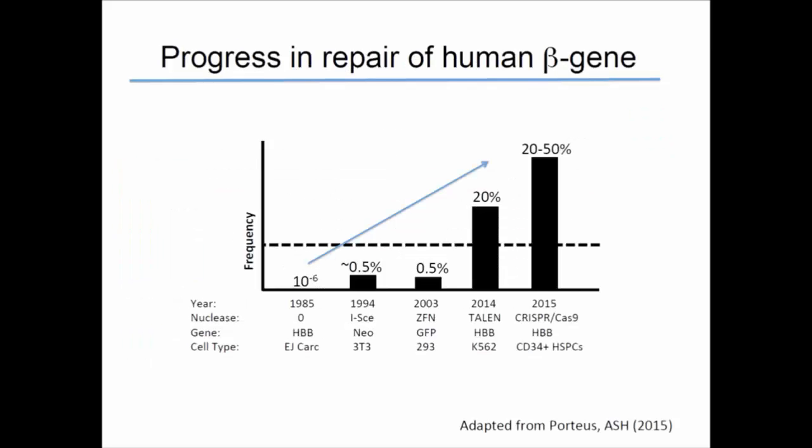We've actually come a long way. Here we were in 1985 with Oliver Smithies, and in 2015, 2017, depending on which paper you want to point to, we're now in the range of 20 to 50% editing efficiency.